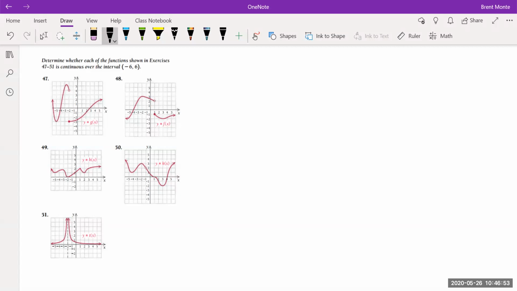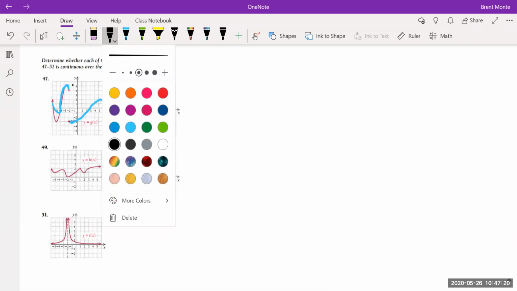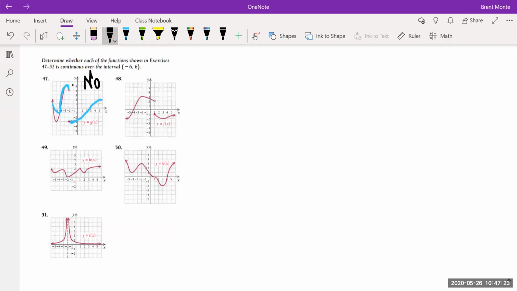And here we have a break. There's a big jump in this first one right here. So the graph's going, and this would be a problem because the two-sided limits do not equal. If I come in from the left, I'm going here. If I come in from the right, I'm going here. Well, that's different places. This limit does not exist. So let's say no. Determine if each of the functions is continuous. No. So we'll talk about over here why.